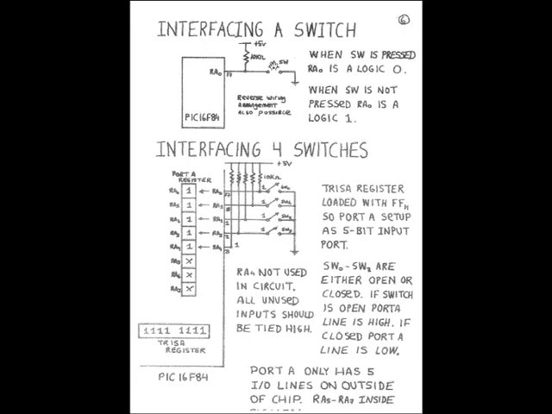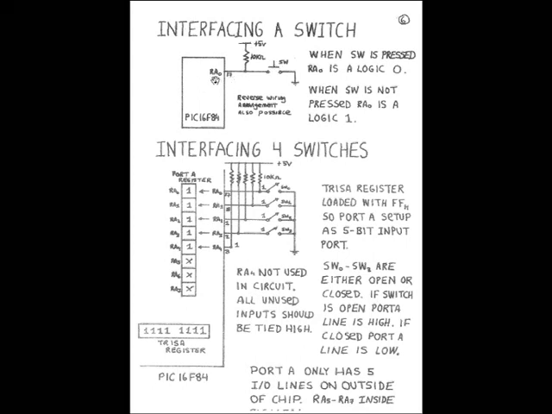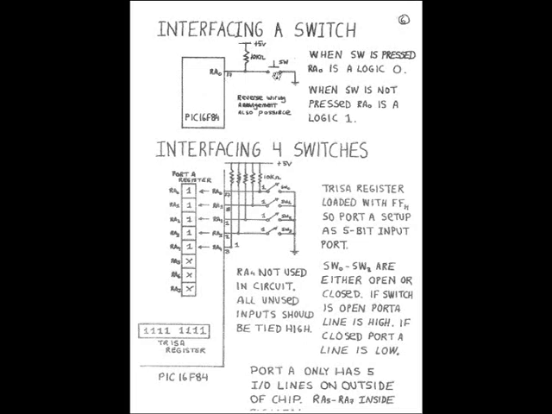So by pressing and releasing this switch, I can send either a logic 0 or a logic 1 in on RA0. So that's how you interface the switch. It's very straightforward. You basically have the switch pressed or not pressed, and you send a logic 1 or a logic 0, high or low, in on RA0. Now, there's two types of switches. This is called a push button switch.